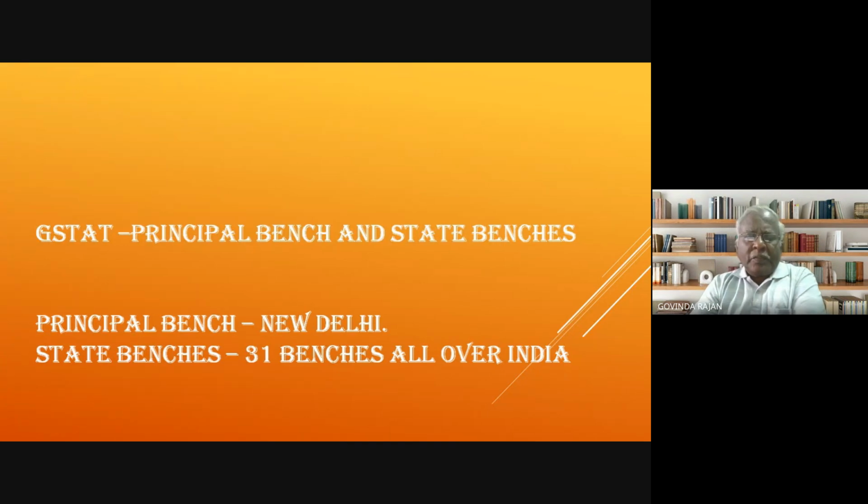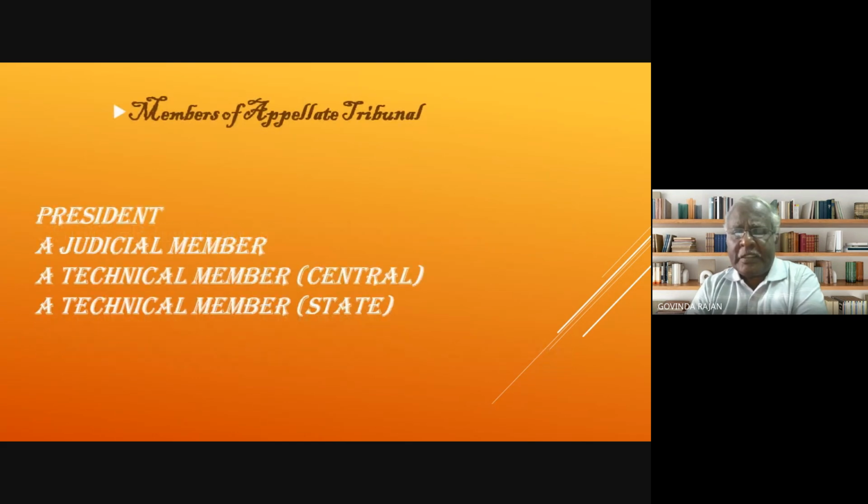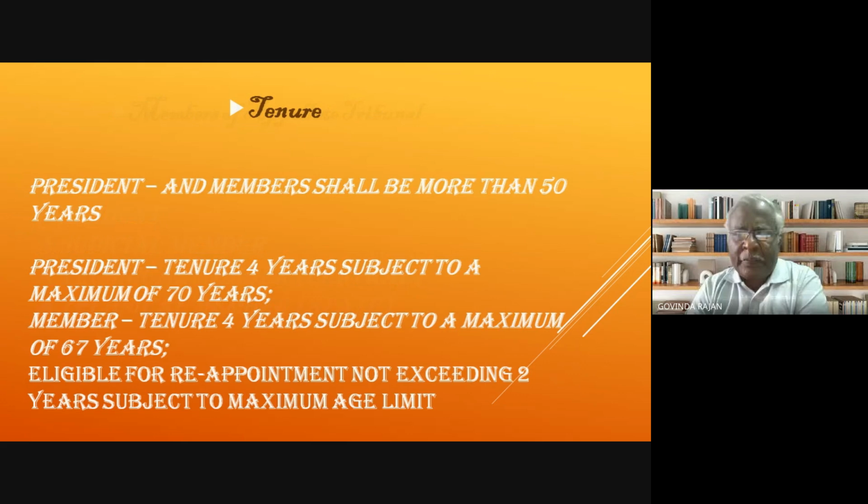The benches have already been constituted. There are two types of benches: the principal bench and state benches. The principal bench is located at New Delhi, and state benches are located in 31 places all over India, especially each state has one tribunal. Who are the members of the appellate tribunal? There is a president, a judicial member, a technical member belonging to the central government, and a technical member belonging to the state government. At a bench, there are three members: one president and two technical members.